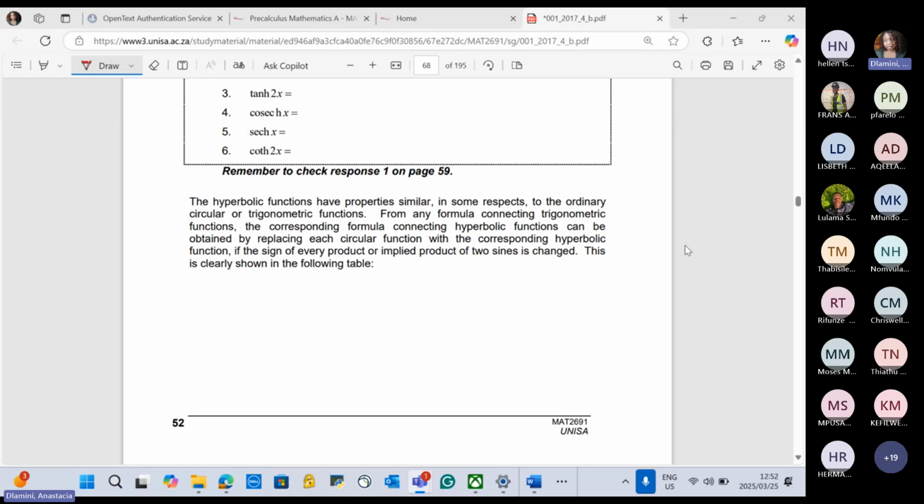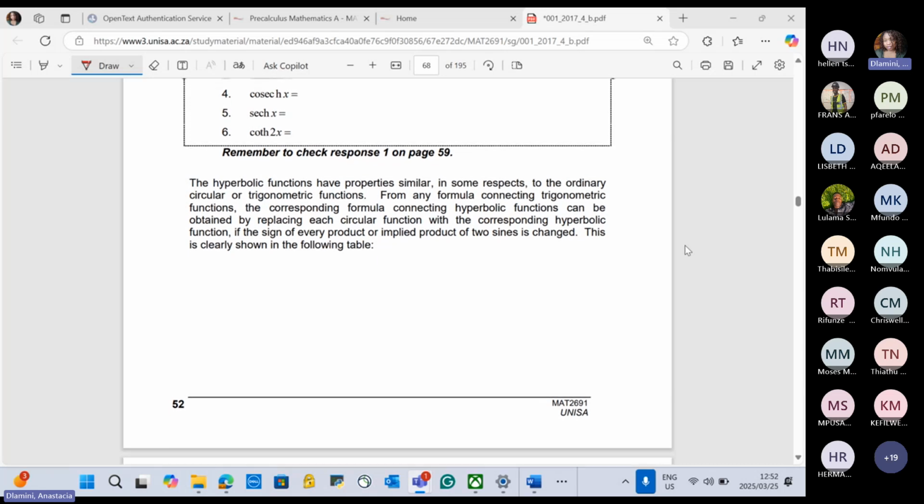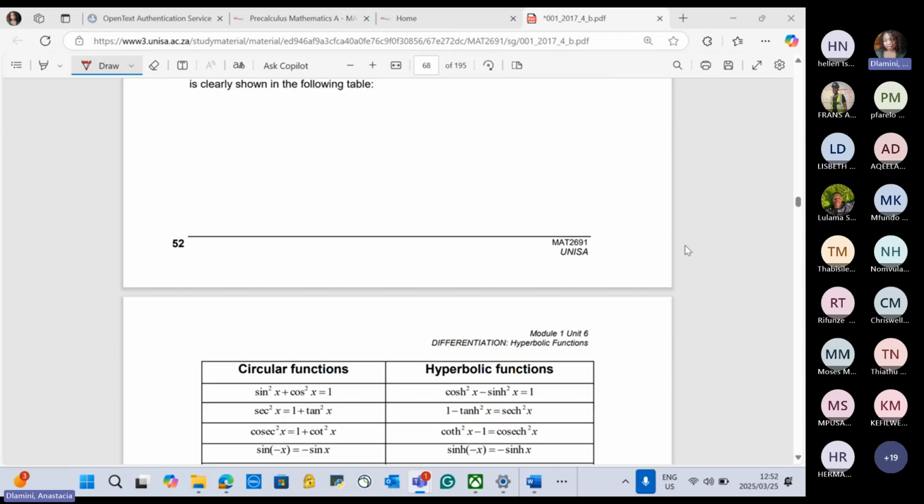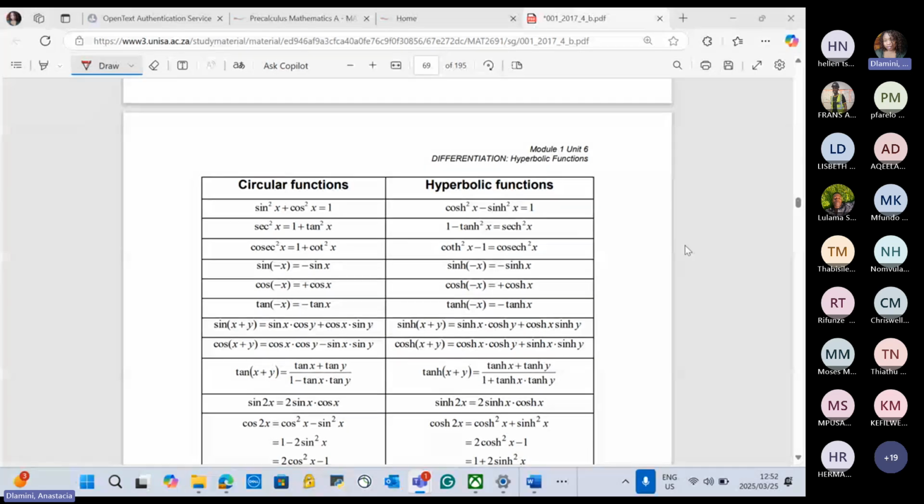If the sign of every product, or implied product, of two sines is changed, this is clearly shown in the following table. So in this short paragraph, they're just saying that hyperbolic functions are similar to circular or trigonometric functions, as you know. For example, sine squared x plus cos squared x is equal to 1. With hyperbolic functions, there's a minus in between: cosh squared x minus sinh squared x is equal to 1.